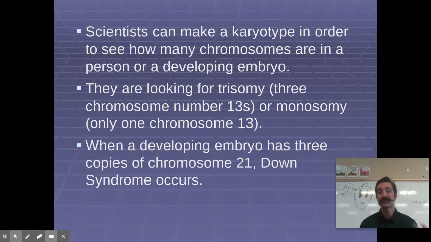So what they're looking for are what are called trisomies, which is 3 chromosomes, or a monosomy, which is only 1. So these things do happen in an embryo or in a person where they only have 1 or 3 of a single chromosome, where we're supposed to have 2. An example of this is when a developing embryo has 3 copies of chromosome 21. That is what causes Down syndrome. So that is the reason why that Down syndrome genetic disorder happens.